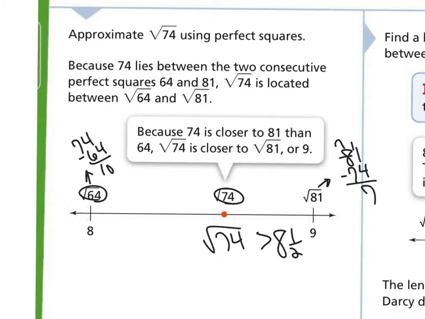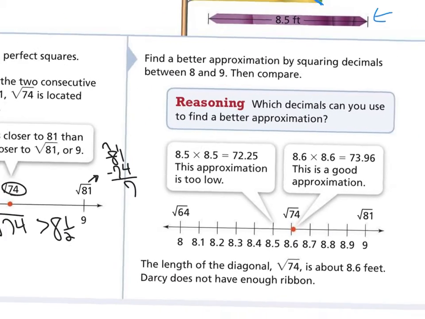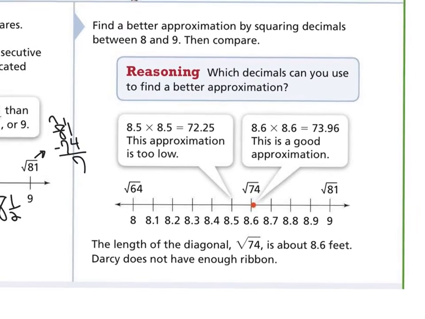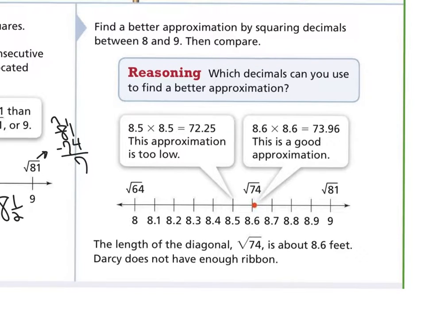The book is actually doing a little bit more work than what they need to here, because on this next part they're saying, let's find a better approximation. So let's figure out to the nearest tenth what it is. Well, if it's over 8.5 and I've got 8.5, I don't have enough, period. So really, we don't even need to do anything with what the book's doing on this problem.